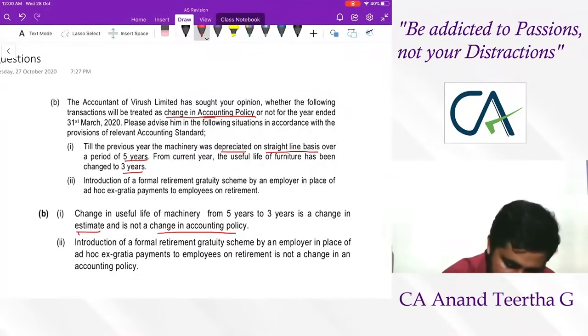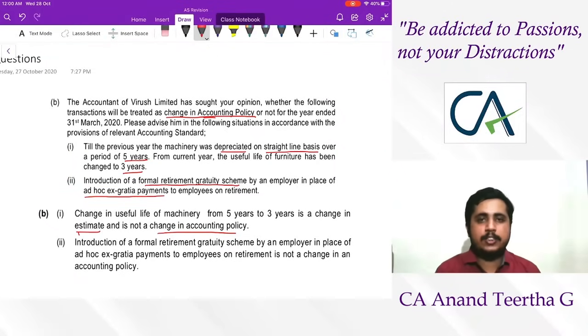Next, introduction of a formal retirement gratuity scheme by an employer in place of ad hoc ex gratia payments. So what is an ad hoc ex gratia payment? A random payment. From that random payment, you are coming into a formal retirement gratuity scheme. So the way the transaction is considered is totally shifted, a 180-degree shift. This is not change in accounting policy. So once you have introduced a formal retirement scheme, if you make changes to the scheme, it's change in policy.